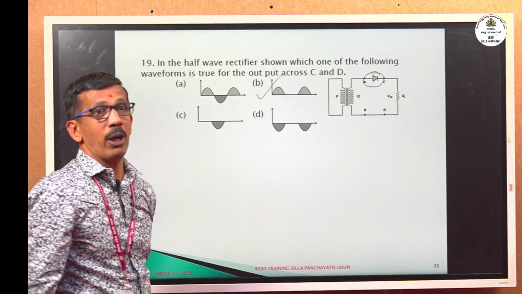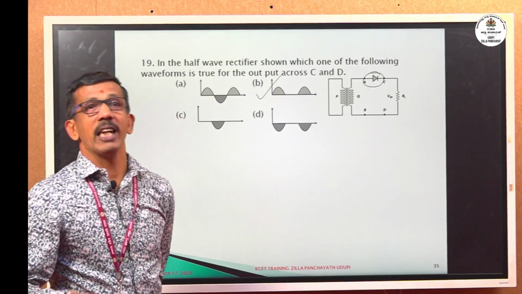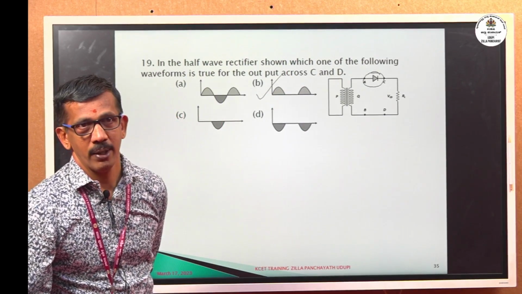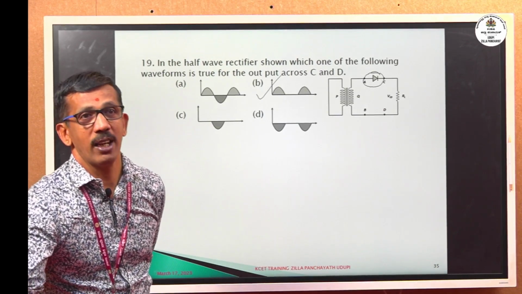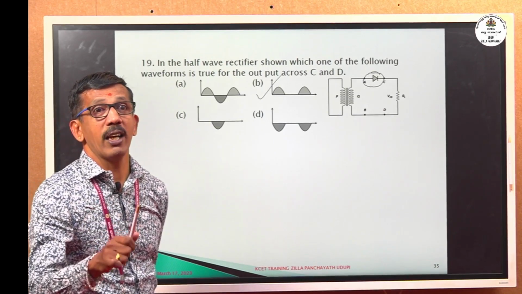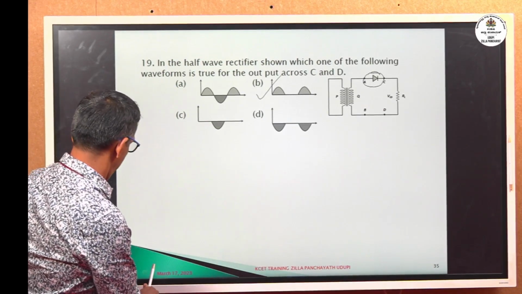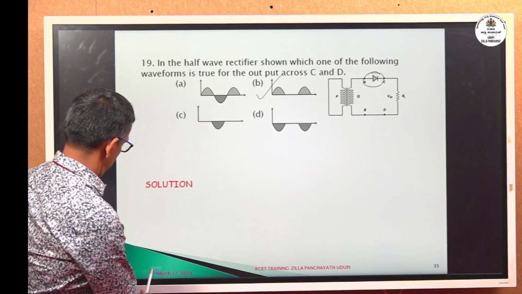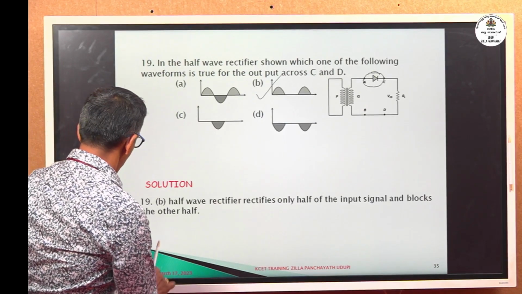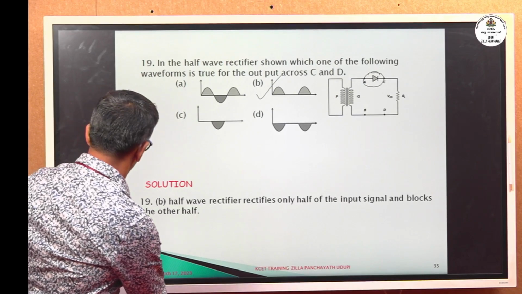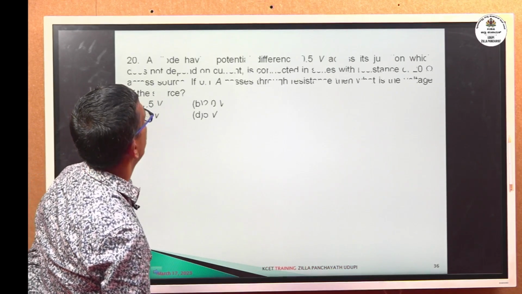During the positive half cycle, output is present, and during the negative half cycle, output is missing. In the next positive half cycle, once again output is present, and the negative half cycle is missing. Only one half cycle of AC is converted into DC. Option B is the right answer. Now we move on to question number 20.